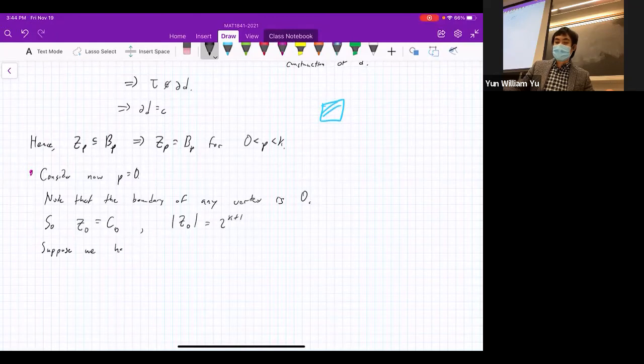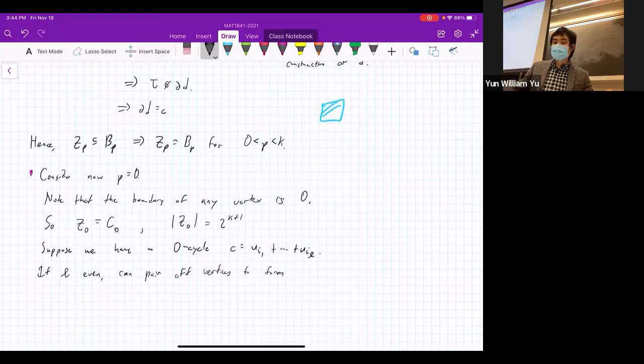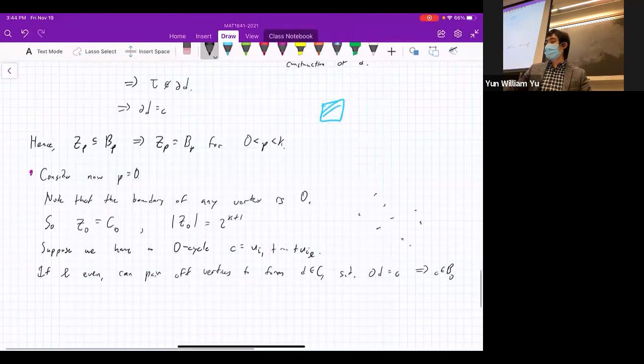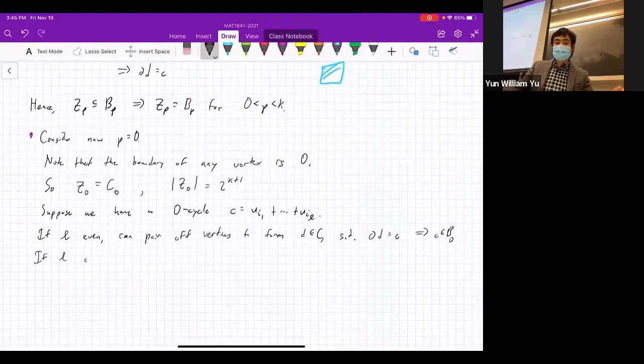So now suppose we have a zero cycle, C, which is equal to u_{i1} + ... + u_{iL}. If L is even, we can pair off vertices to form D in C_1 such that DD is equal to C. And so this implies that C is in B_0 if L is even. So basically, if you have some set of points, if they're even, you can just create something like that, and that's going to be in your boundary set, because it's going to be the boundary of that thing. But if it's odd, you can't do that. So if L is odd, we cannot.